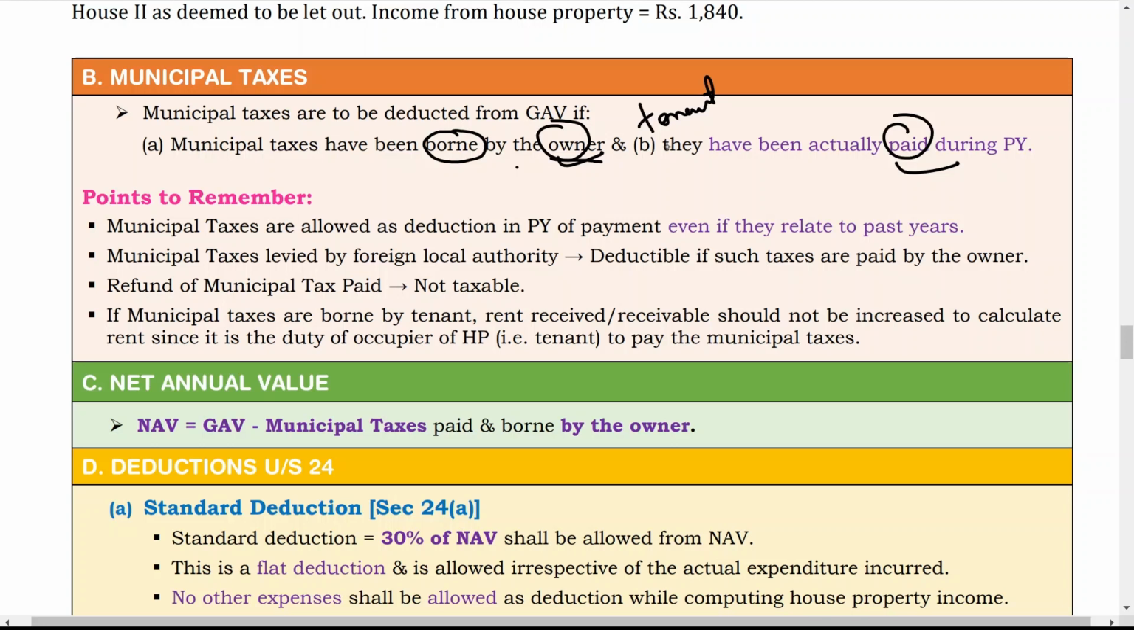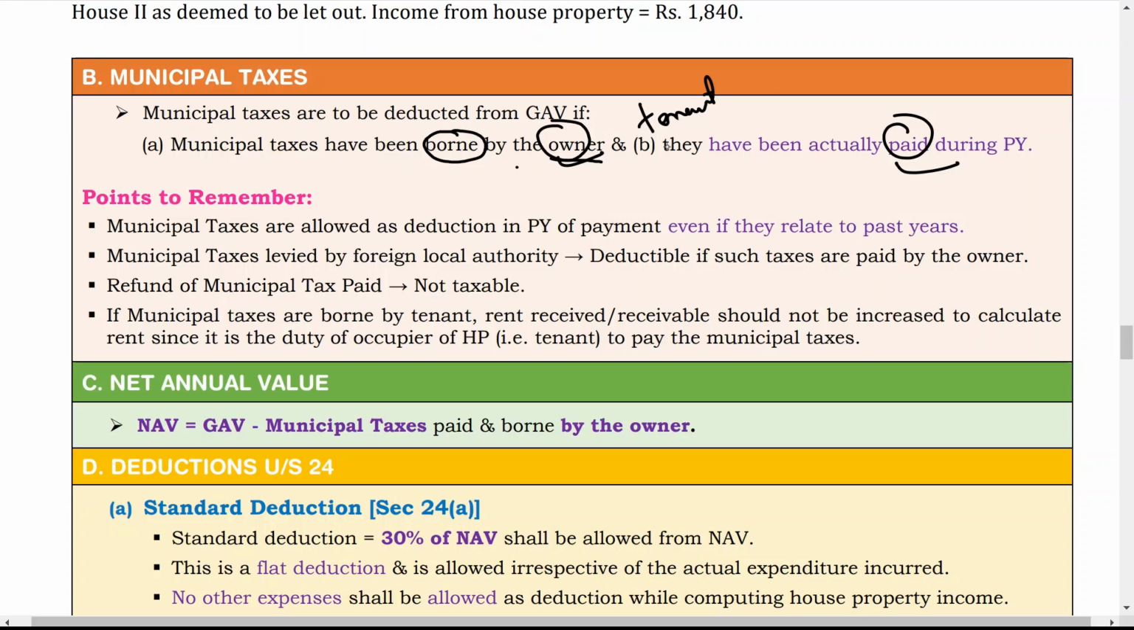Now points to remember: municipal taxes are allowed as deduction in the previous year of payment, even if they relate to the past years. So that means if municipal taxes are paid for a past year in the current previous year, then also deduction is available. Municipal taxes levied by a foreign local authority are deductible if such taxes are paid by the owner.